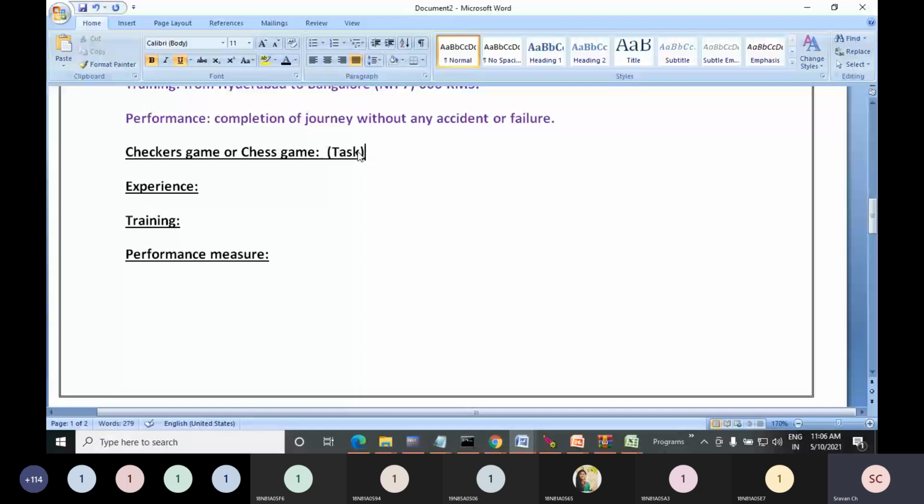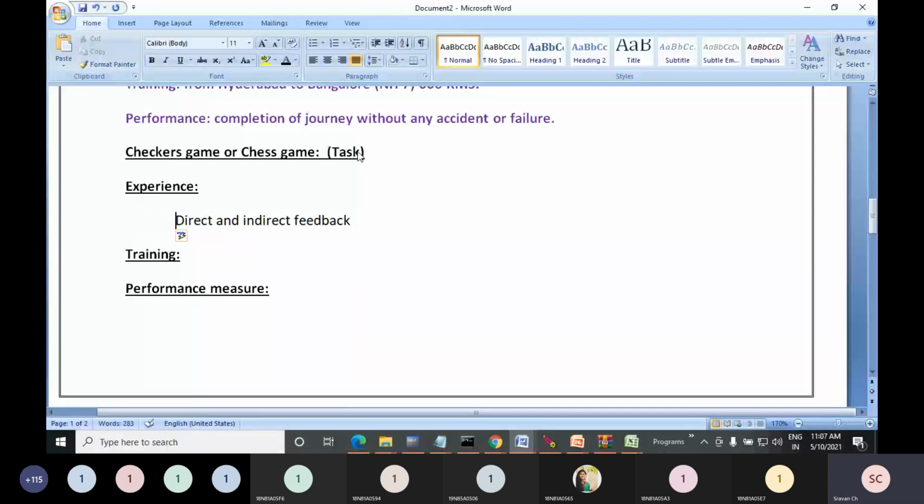Let me write it completely. So task is playing the game. In the previous example, task is driving a car. But what do you mean by training and experience, and how is performance measured? So friends, from where do I get training experience? Who will train me? Now there are two things. Experience I'll get in two methods: one is direct and indirect feedback, or you can say training.